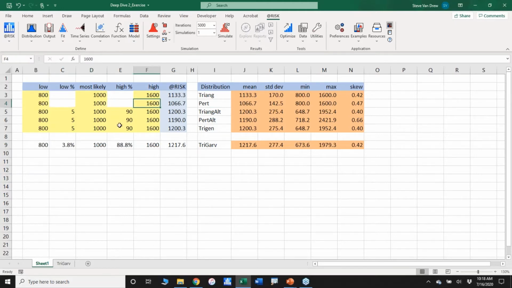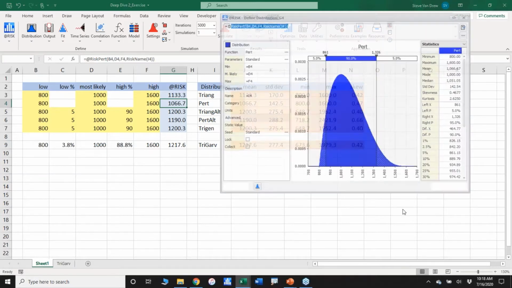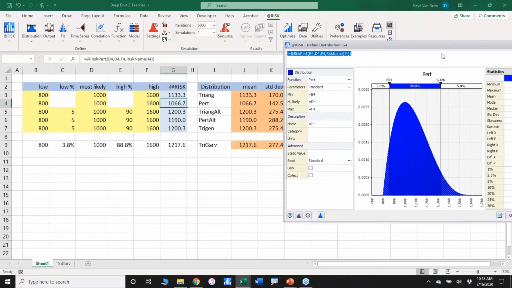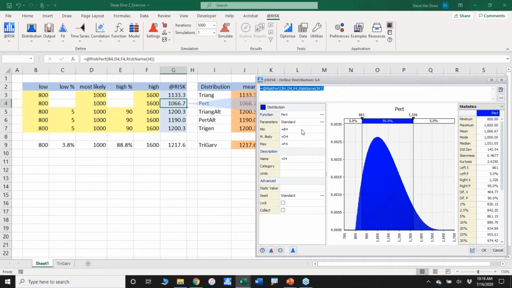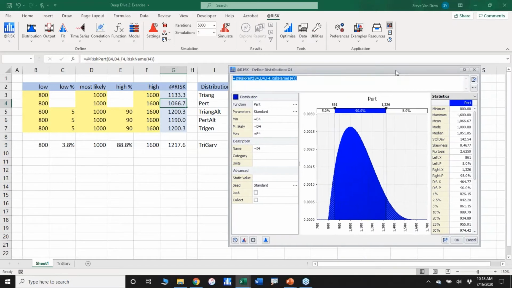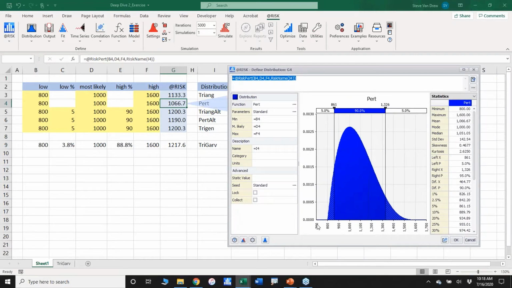The same 800, 1,000, and 1,600 modeled as a Pert distribution, which is an approximation to the beta distribution, has a different mean. So there's something a little bit going on. And the way to get to it, I'll pull up the distribution. Here's what it looks like by itself. And it is pulling in the same three values, B4, D4, F4 in this case, so the same 800, 1,000, 1,600. You look at the graph, and it's not triangular. Even though we're using the same three inputs, our graph in this case is more rounded.